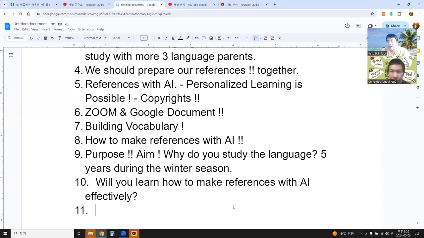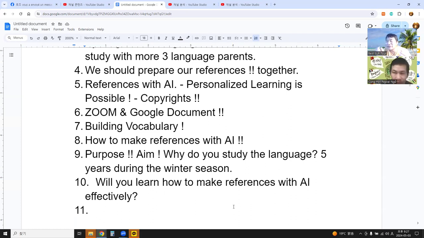You know one thing: if you prepare the reference, that is a good way to remember. It's about active and passive. If you prepare for yourself, you are active and your brain is more active. But if you just wait and someone gives you the reference, then you are very passive.